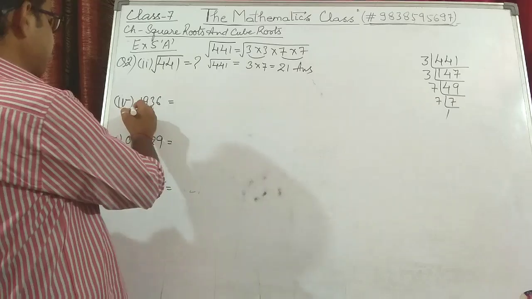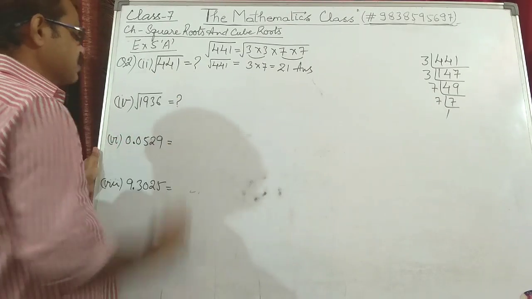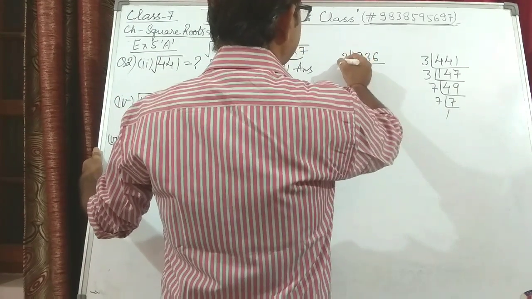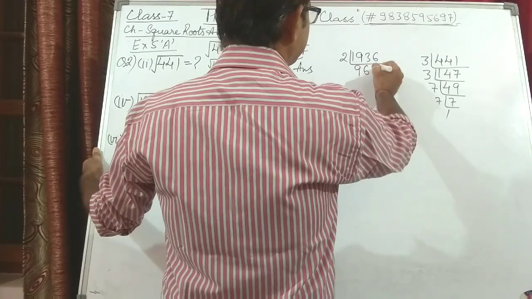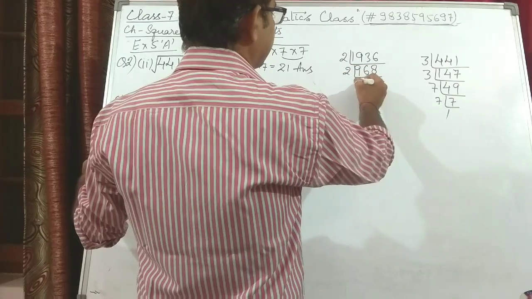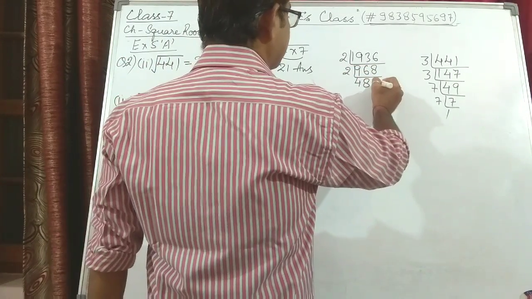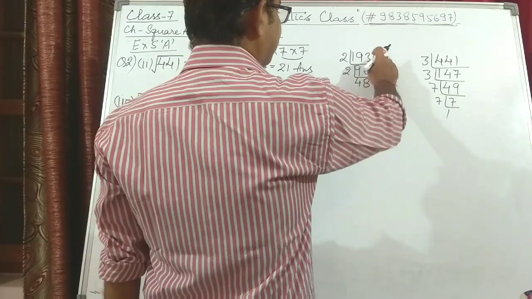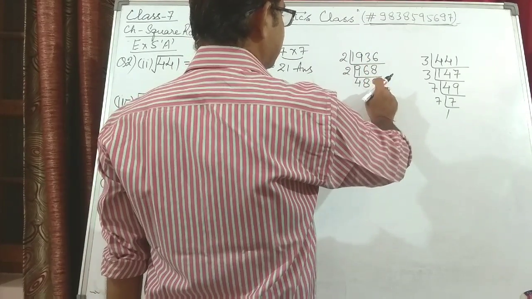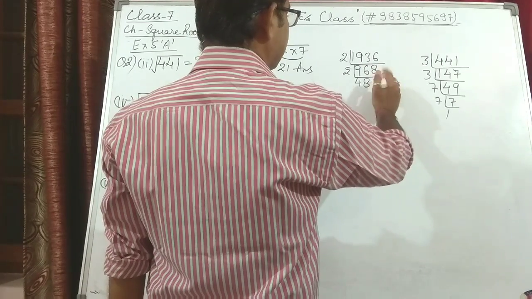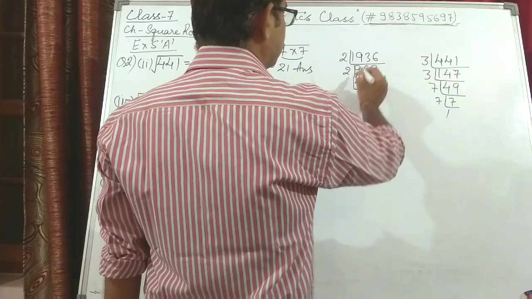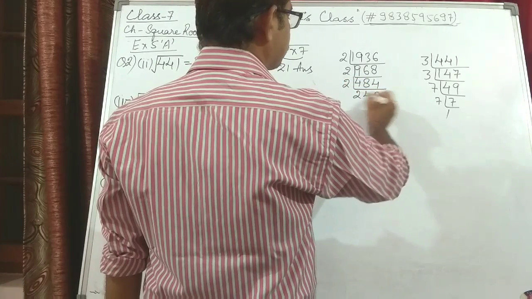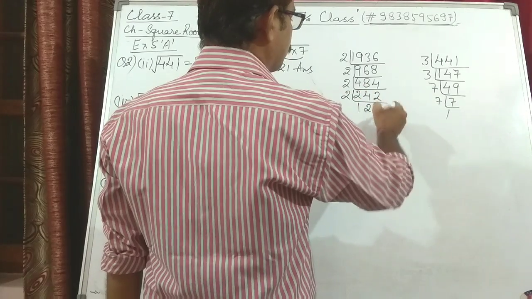Again we will factorize. So here I am writing square root of this is equal to question mark, which means you have to find out. Now 1936 is divisible by 2. So 2 9s are 18, 2 6s are 12, 2 8s are 16, 2 4s are 8, 2 8s are 16. Now by 2, 2 4s are 8, 2 8s are 16. 2 2s are 4, 2 4s are 8, 2 2s are 4. Again by 2, 2 1s are 2, 2 1s are 2.